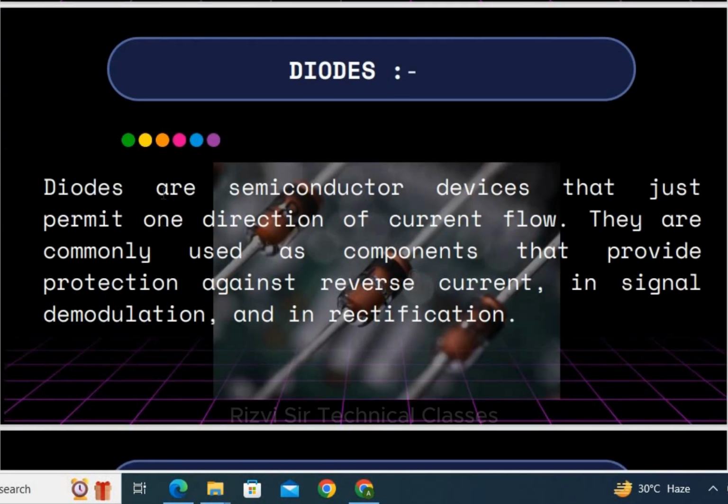Our next active component is the diode. What is a diode? A diode is a semiconductor device that allows current to flow in one direction while blocking it in the opposite direction. It has two terminals, an anode where current enters and a cathode where current exits. Diodes are fundamental components in electronics, commonly used to convert AC to DC, protect circuits from reverse polarity, rectify signals, and regulate voltage in various electronic devices like power supplies, radios, and digital circuits. There are various types of diodes, like the Zener diode and Shockley diode. There are so many types of diodes, which we'll learn in this course.